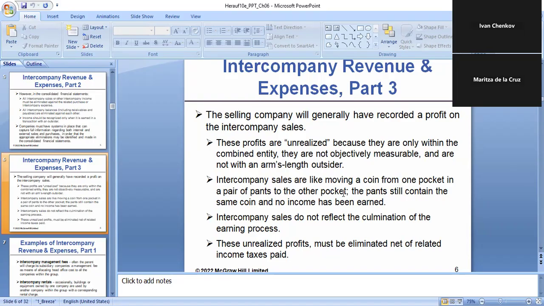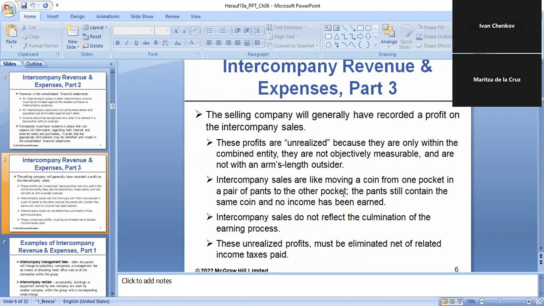And for that reason, it has to be eliminated, because the coin is still sitting in the pants. If the pants has 4 pockets, you can still move money between the 4 pockets, but they're within the same pants. So only the transaction that involves interaction from another pants will be considered.